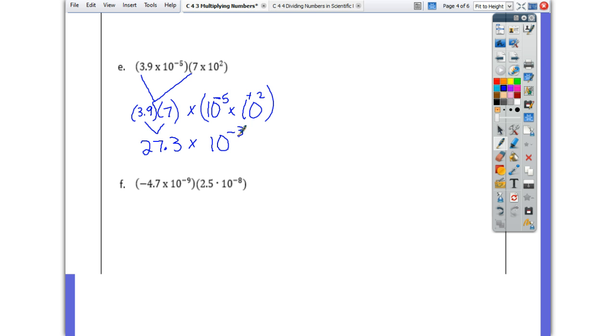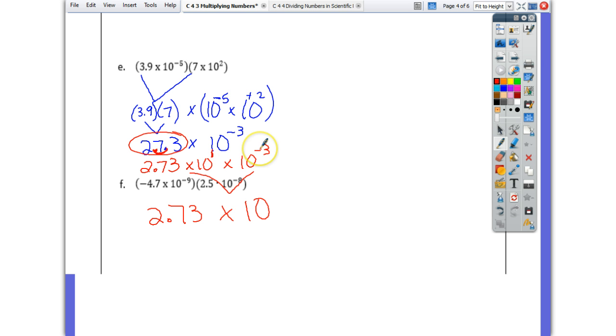So far, so good. What do I need to do? You needed to move it over here once. So we now have 2.73. And what did we have to do to get that into scientific notation? We take that times 10. We moved it once to the first power. And then we still have times 10 to the negative 3 up here. Now we simplify our base 10s. 2.73 times 10 to the 1 minus 3 is a minus 2, to the negative 2 power. Final answer. All right, one more left right here.